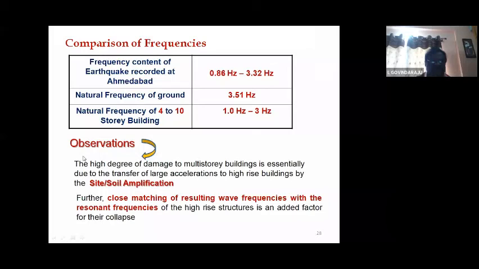What we observed here, the ground motions got amplified. This was the ground frequency, and this is the earthquake frequency. In this particular range, they are close to each other and cause what is called resonance in the structure. And this resonance led to the damage to such 4 to 10-story buildings.